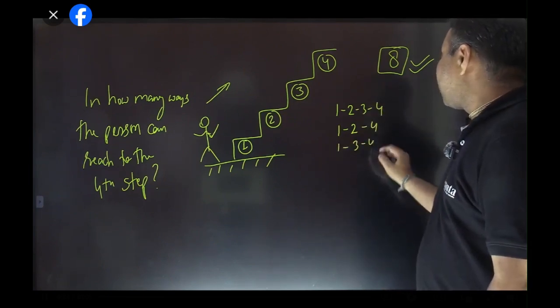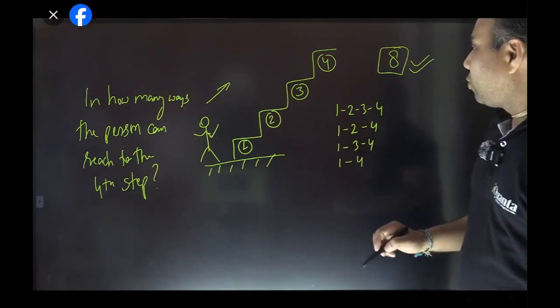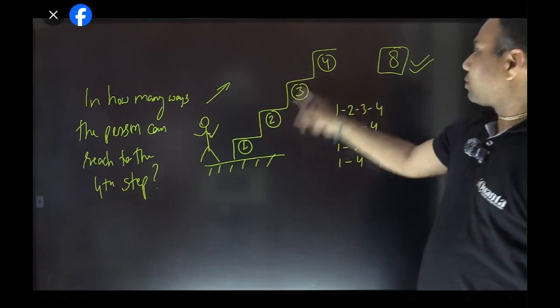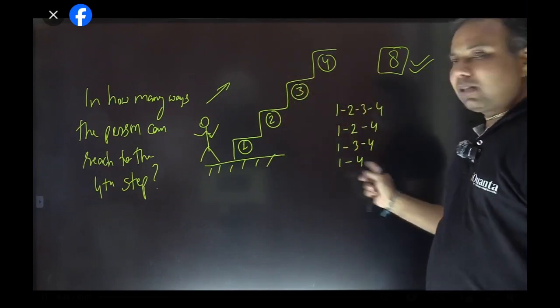1 3 4 is also one of the ways, or 1 4 is another way. So starting with 1, if you're stepping on the first step, then 2 3 4, 2 4, or 3 4, or directly 4. Right? So starting with 1, these are the 4 ways possible.